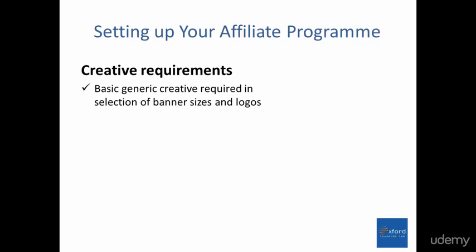So you're going to need some generic creative to help your affiliates promote your brand across their channels. This can be some generic banners and also some logos in a variety of sizes. Your affiliate network will advise on the standard sizes that they require just to launch your program, and also some of the other sizes that may be required.